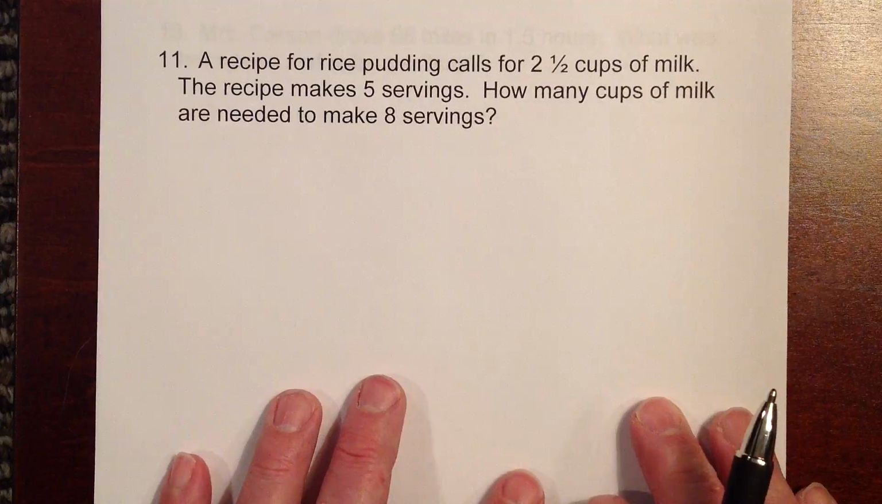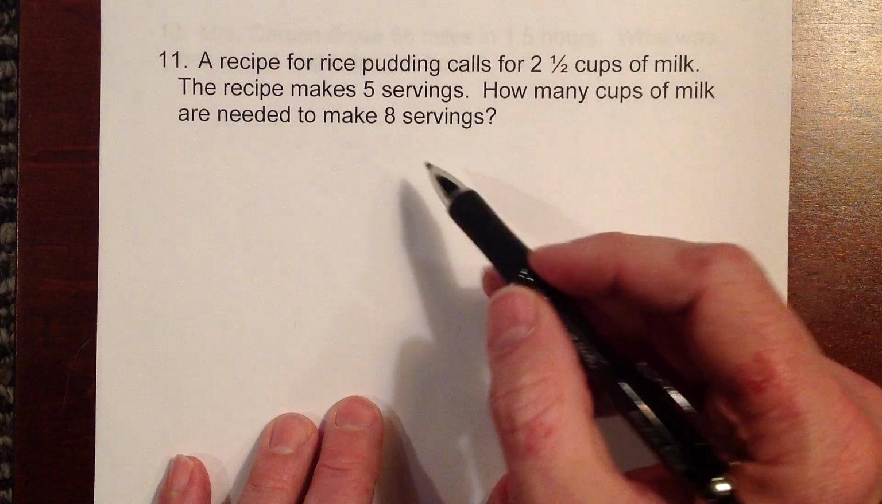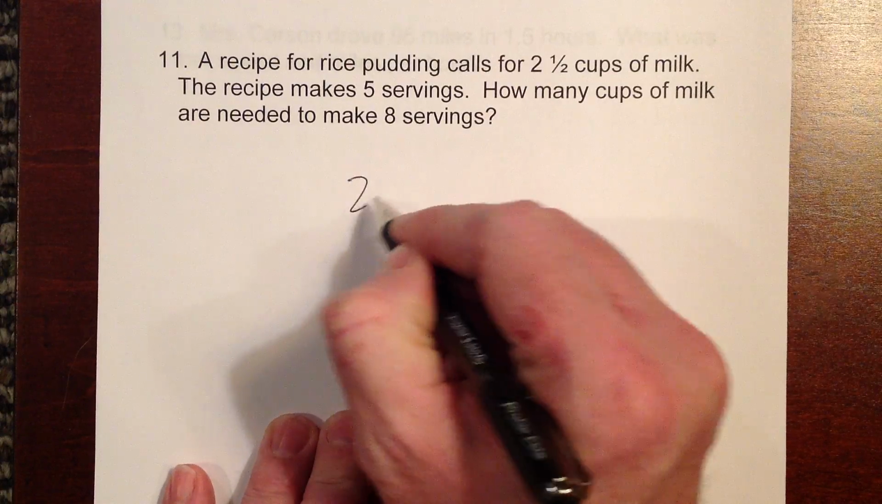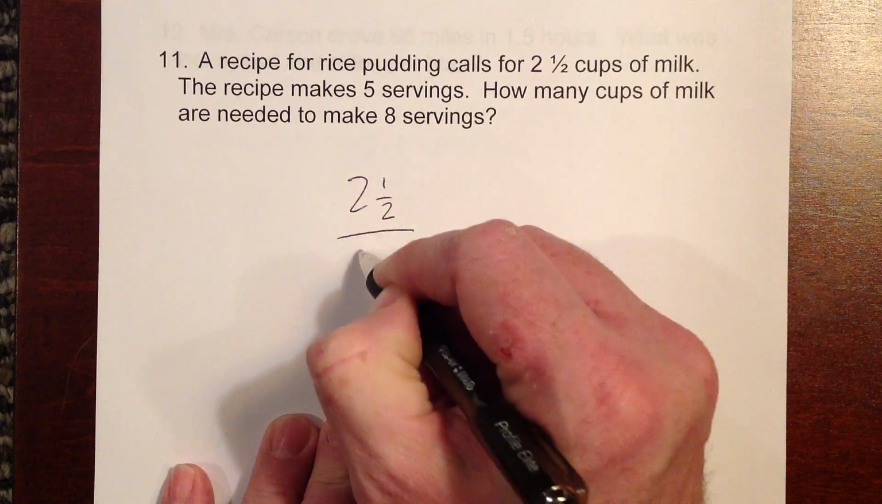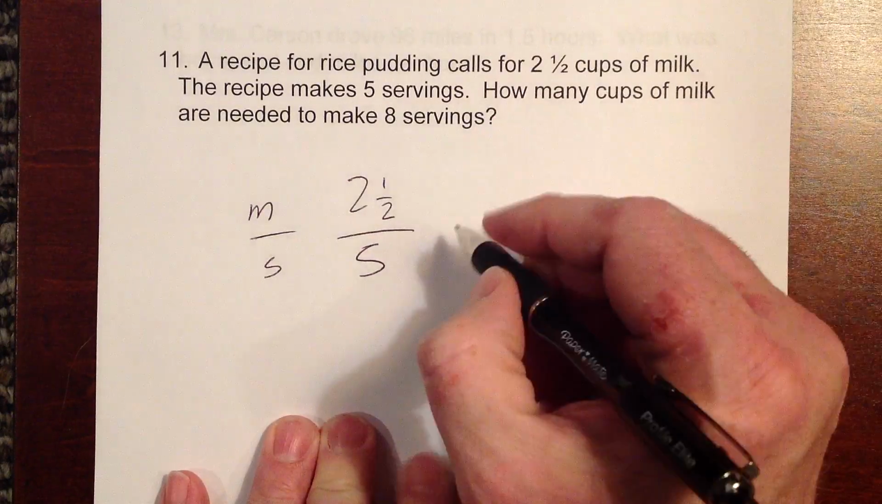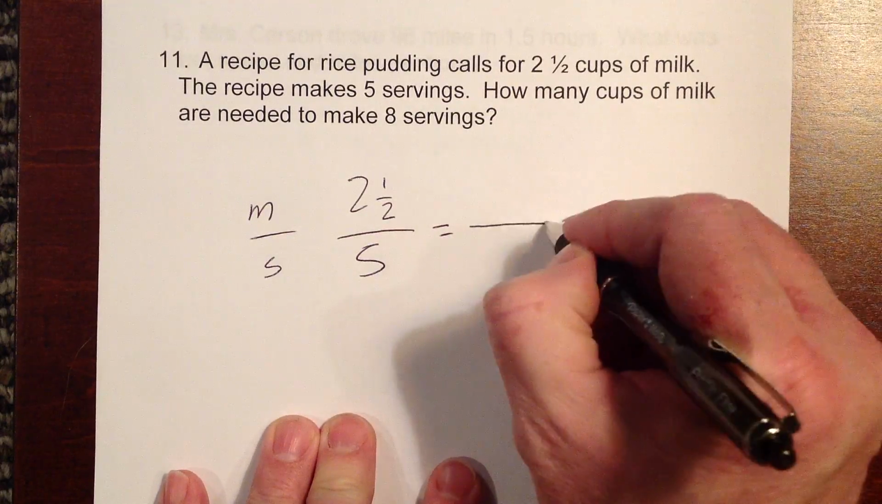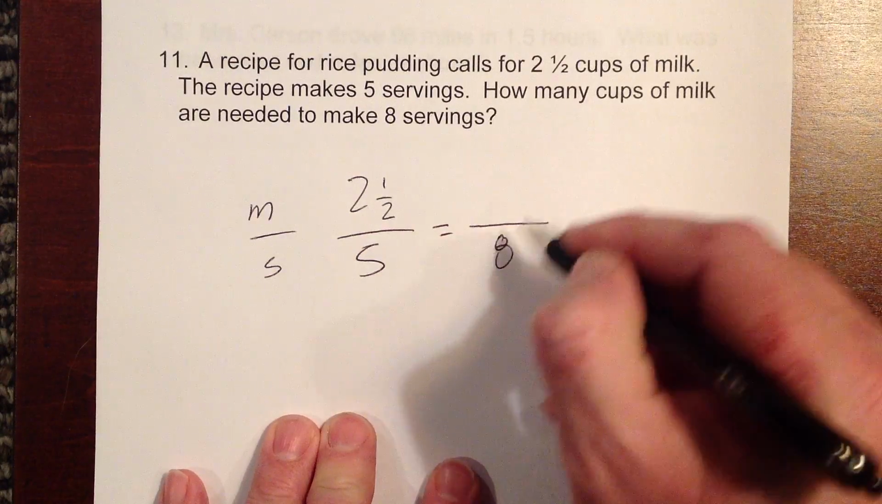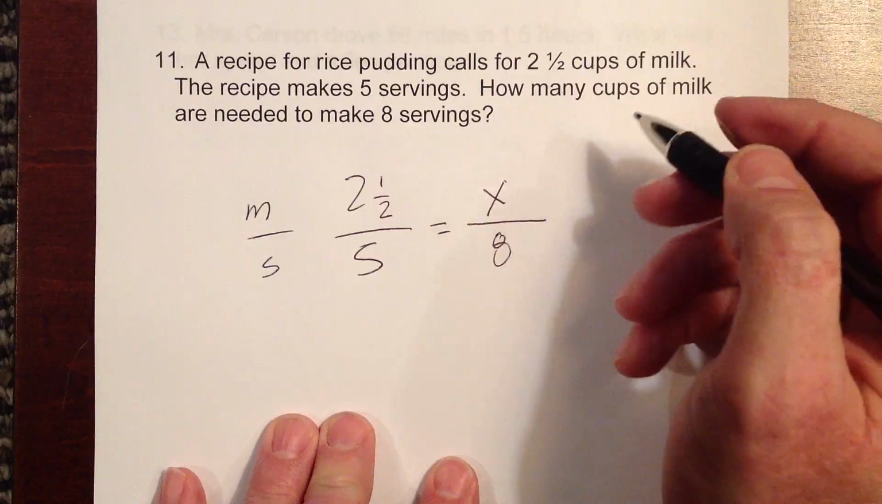A recipe for rice pudding calls for 2.5 cups of milk for making 5 servings. So let's just say 2 1/2 over 5. This is servings. This is milk. I want to know how much for 8 servings. Well, servings goes on bottom. The unknown goes on top.